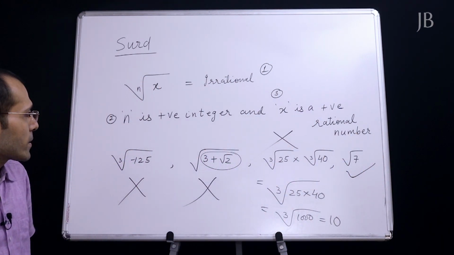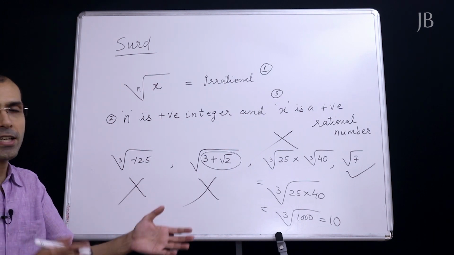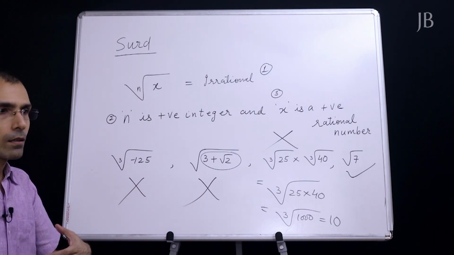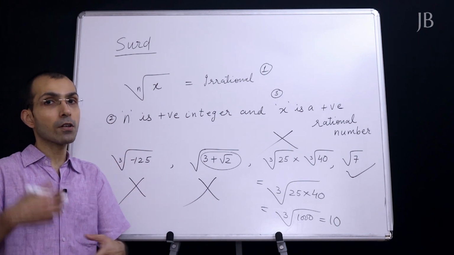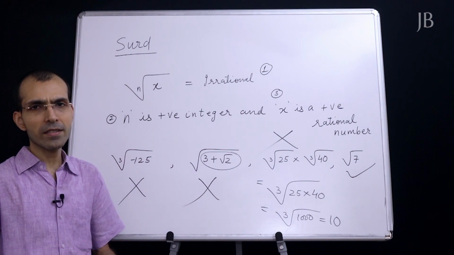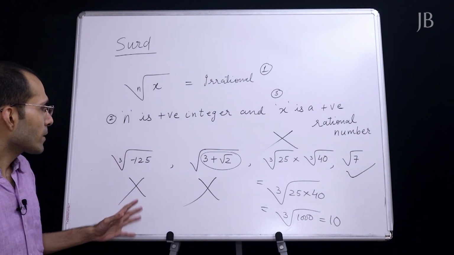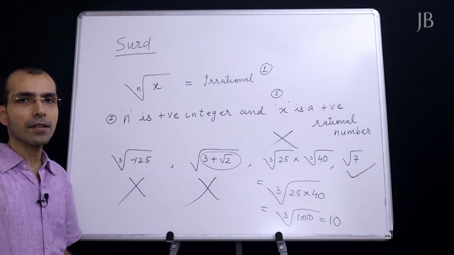Fine. So you can have questions in the exam: classify into rational, irrational, or check which of the following terms are surds and which are not. So such questions can come. Fine. So this completes your topic of rational and irrational numbers.